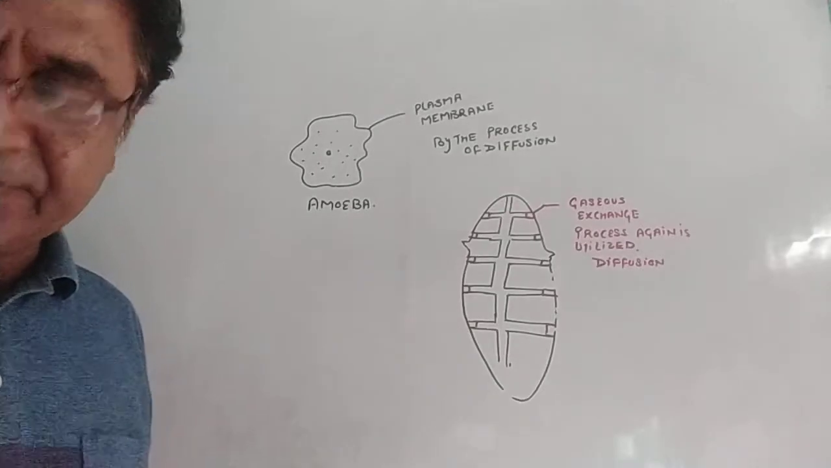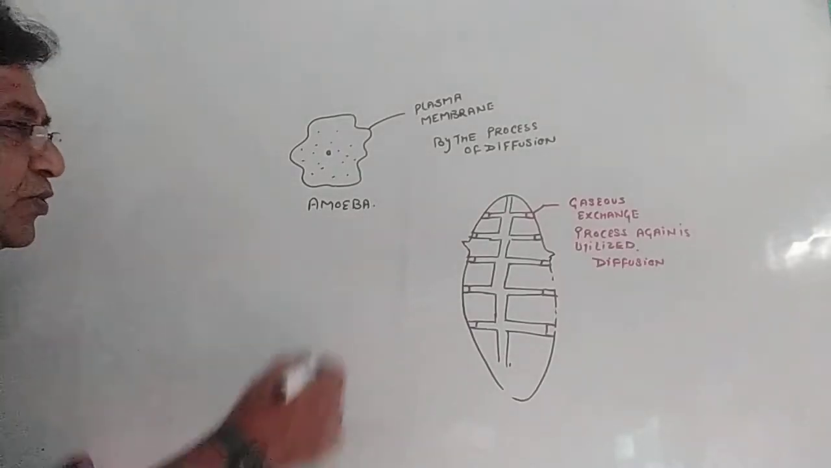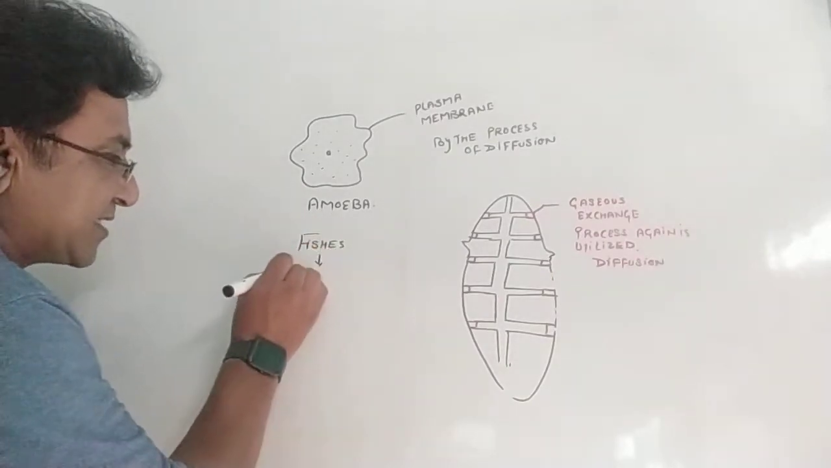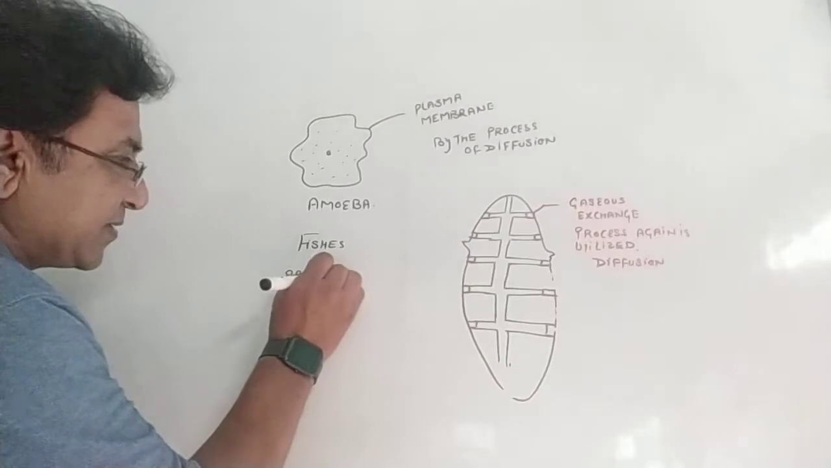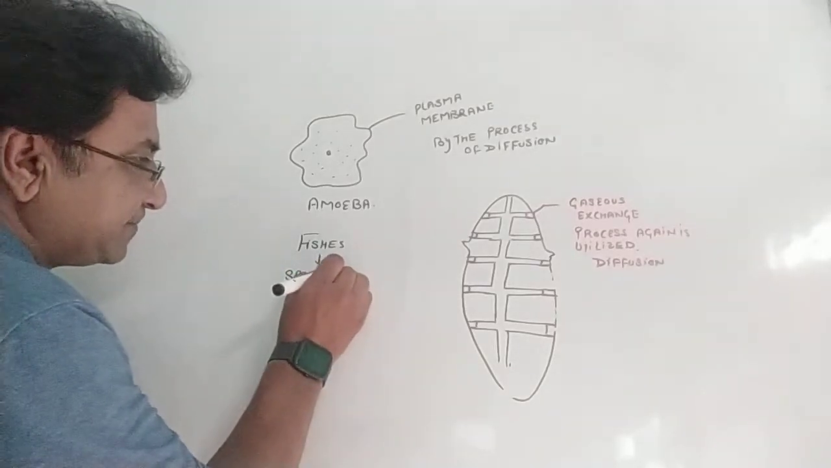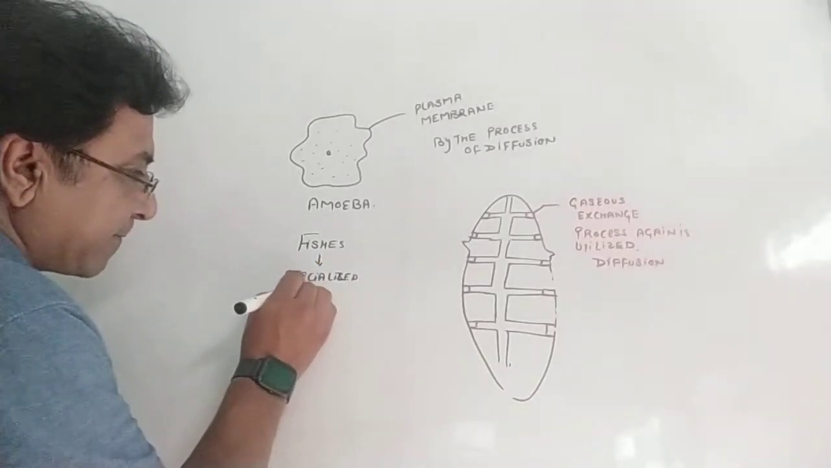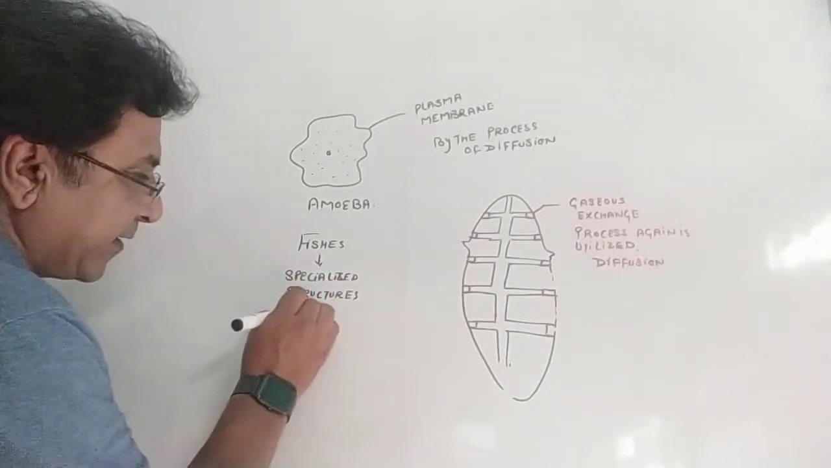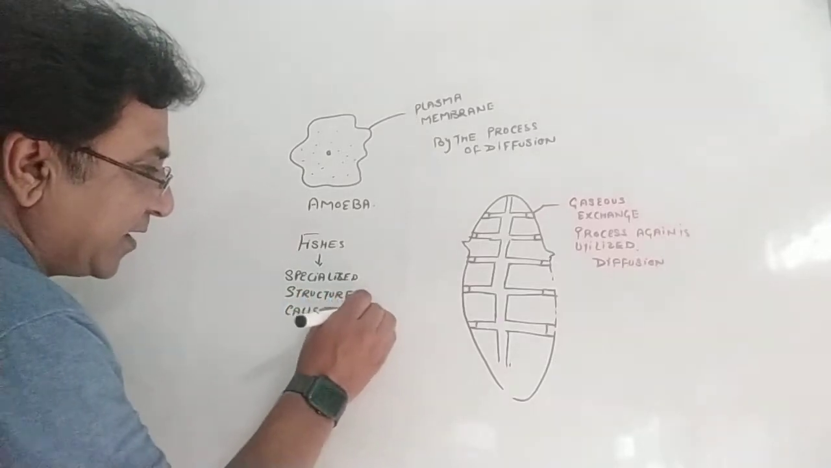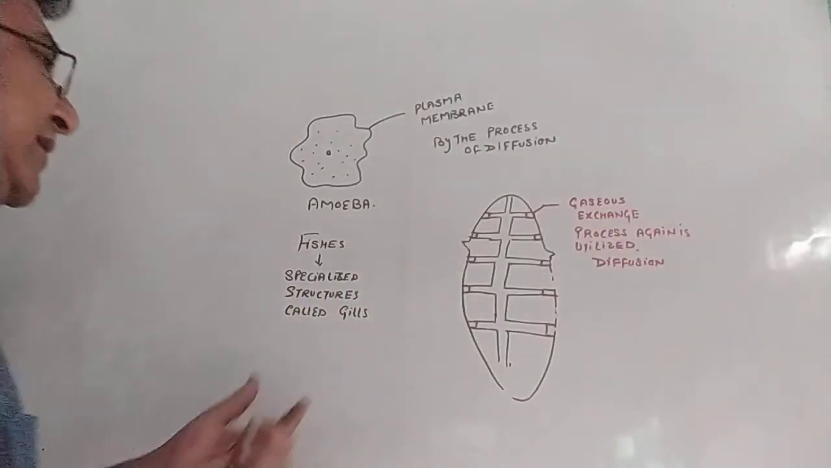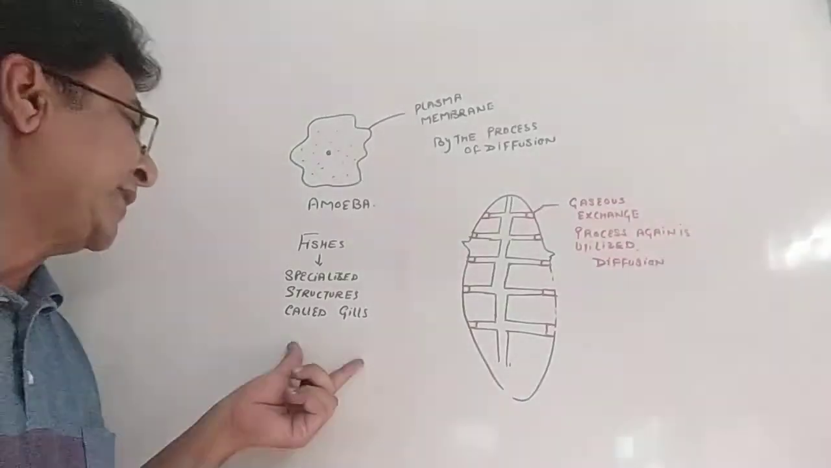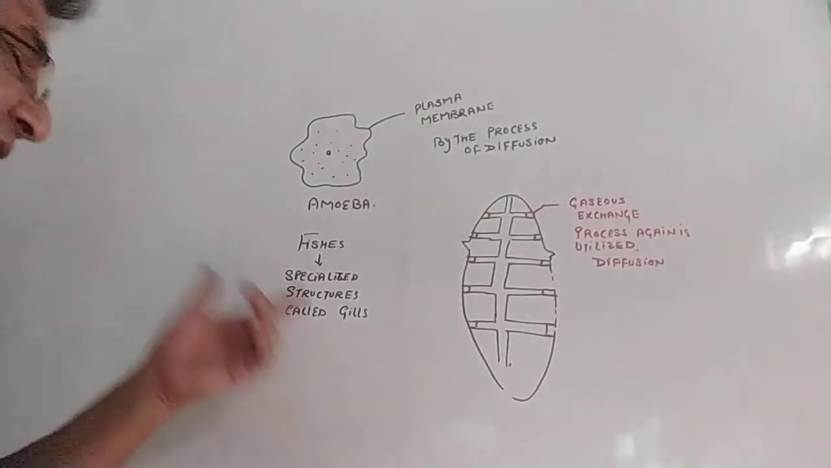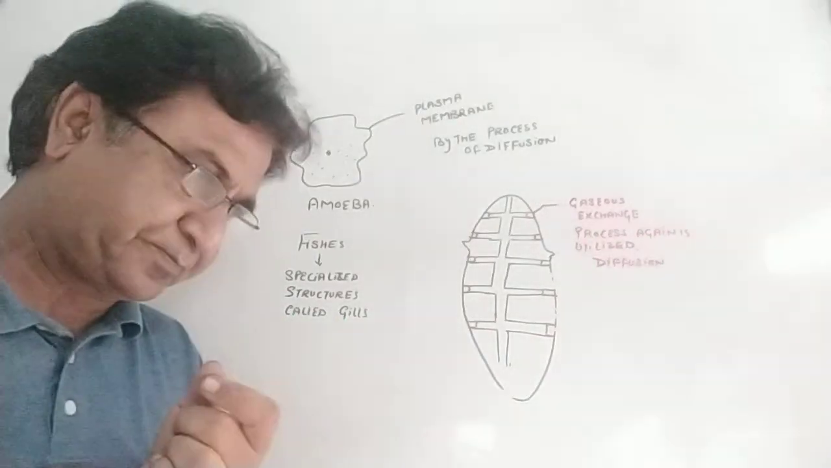In fishes, if the question is asked, we know that in fishes, gills are present. Fishes have specialized structures called gills. Gills can separate the oxygen from the water, right? So in fishes, gills separate the oxygen from the water, so fishes respire through the gills. This is one more question which can come.